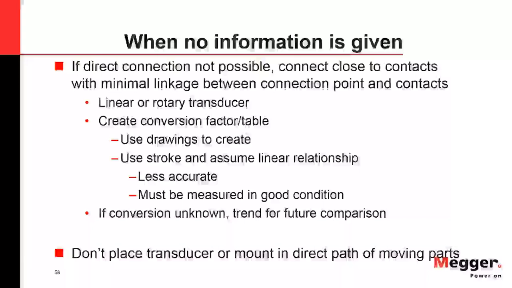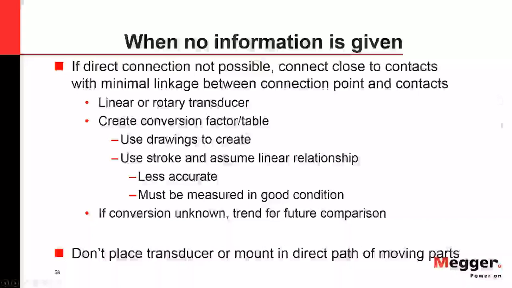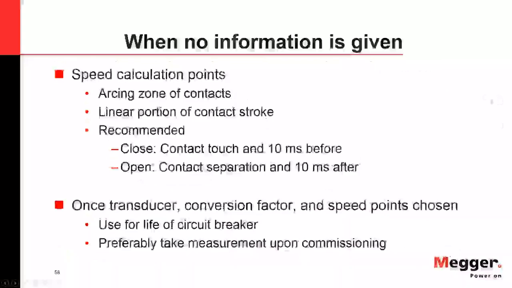For speed calculation points, if the manufacturer doesn't give you anything, you've got to look for something on the linear portion of the contact stroke and something in the arcing zone of the contact. If you have nothing else, we recommend contact touch and 10 milliseconds before for the close, and contact separation and 10 milliseconds after for the open, because that's in the arcing zone.